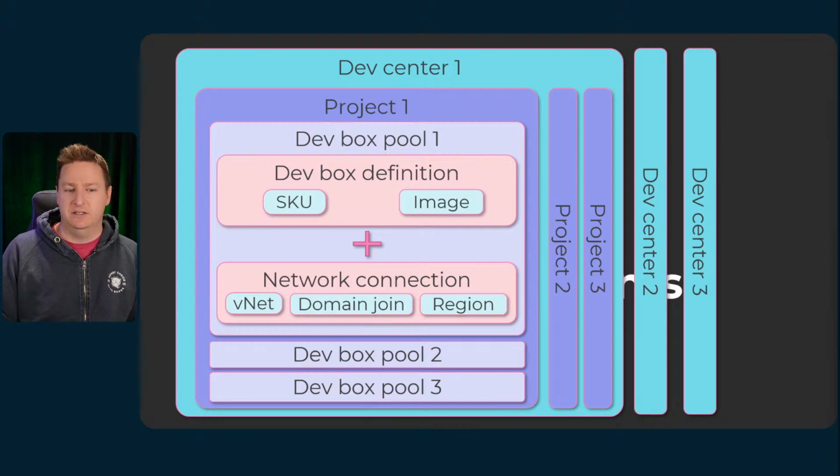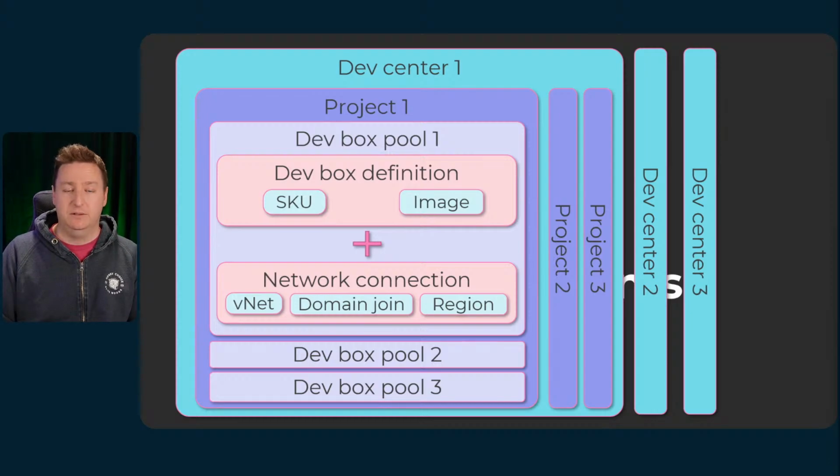So the DevBox definitions define what SKU the dev boxes should be created based on, and what image the dev boxes should be based on. So this is something that the IT admins then make available for the project managers or team leads to use when they are defining a dev box pool. And the SKU is basically the CPU and RAM and storage that the dev box should have. The image, like I said, can be whatever you bring yourself, or you can make use of the Azure Marketplace images if you want to do that.